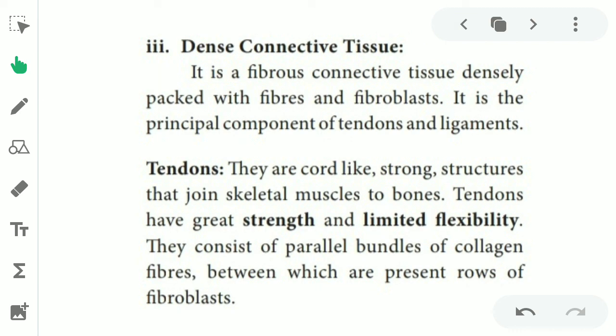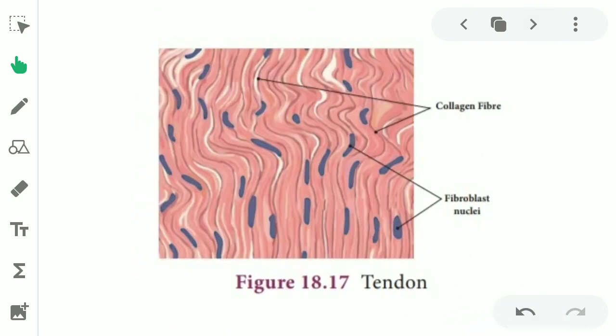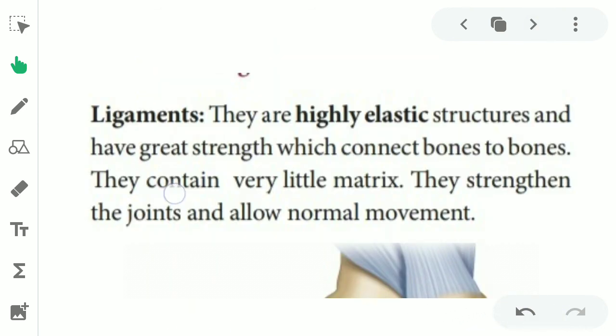Tendons have strength but limited flexibility, not like cartilage, with less flexibility. They consist of parallel bundles of collagen fibers, with fibroblasts present in rows. Next, ligaments. Ligaments are highly elastic, less elastic than tendons, have great strength, and connect bone to bone.